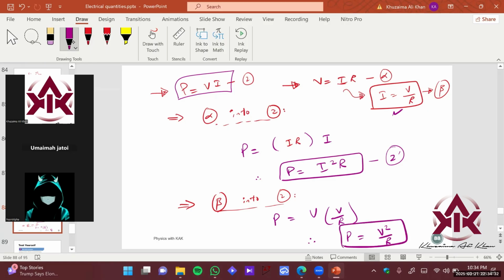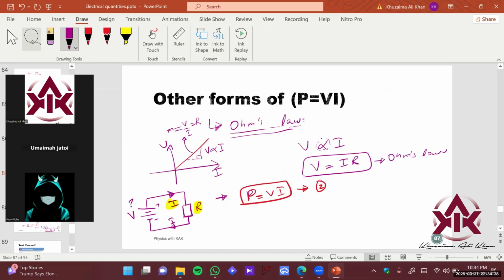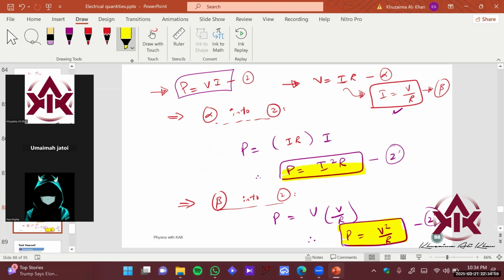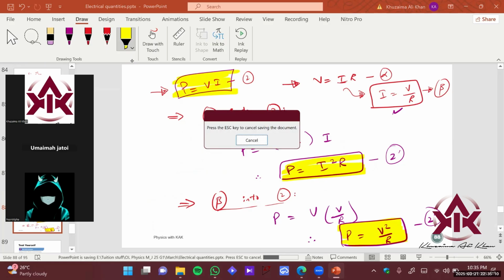This is the third form of finding power. In the circuit, if you don't know the current passing through the resistor, but you know the potential difference across it and the resistance of the resistor, you can still find the power dropped across the circuit. The power is the potential difference across the resistor squared upon the resistance value. So these are the three formulas you can use to find power across a component. If it makes sense, give me a thumbs up. These are very important questions.